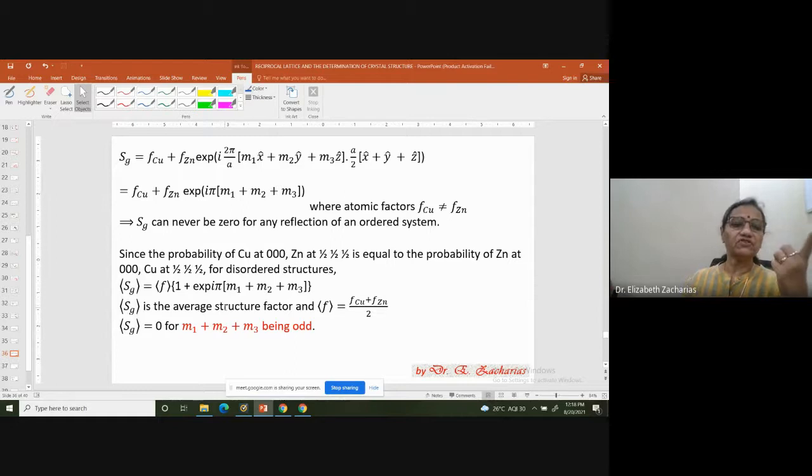In the previous discussion, this F is called the atomic factor. The atomic factor, I told you, depends on what the atom is. Here, because there are two different atoms, the atomic factor will not be the same for both of them. You have to write the atomic factor for copper and the atomic factor for zinc.